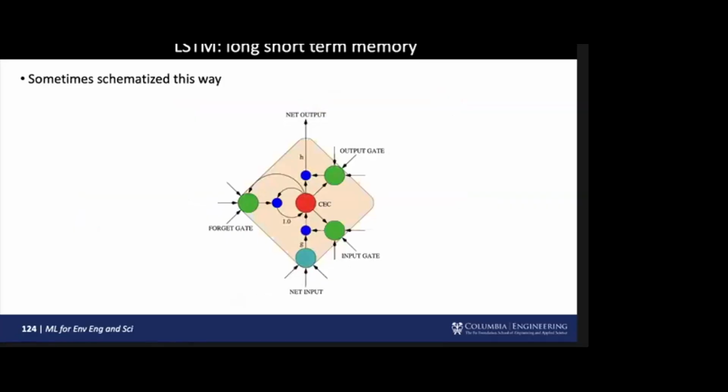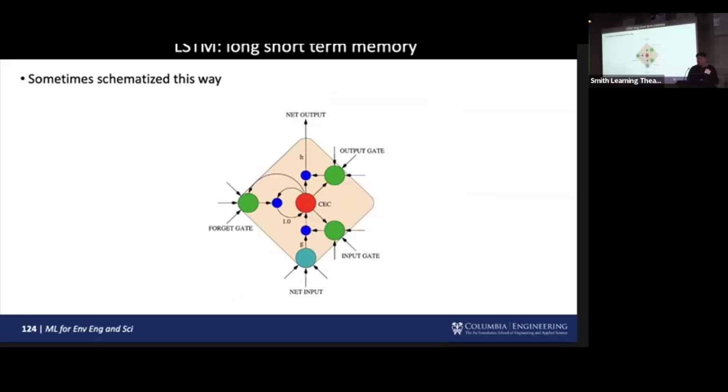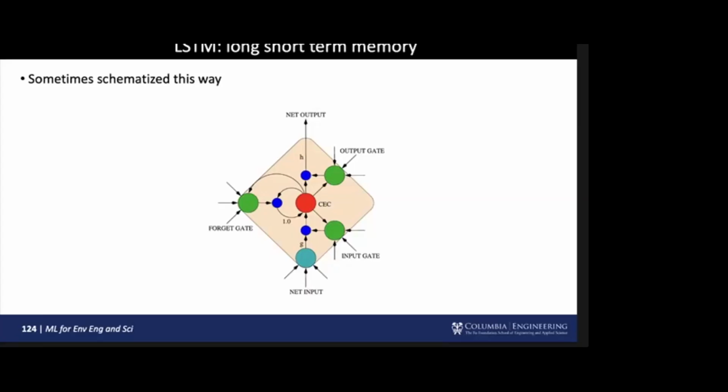Now, you might also see LSTM schematized in a different form, like this diamond shape. It helps us visualize the gating process differently. So at the very center is the CEC, a constant error carousel. This is the memory that keeps the error signal steady to prevent it from vanishing.